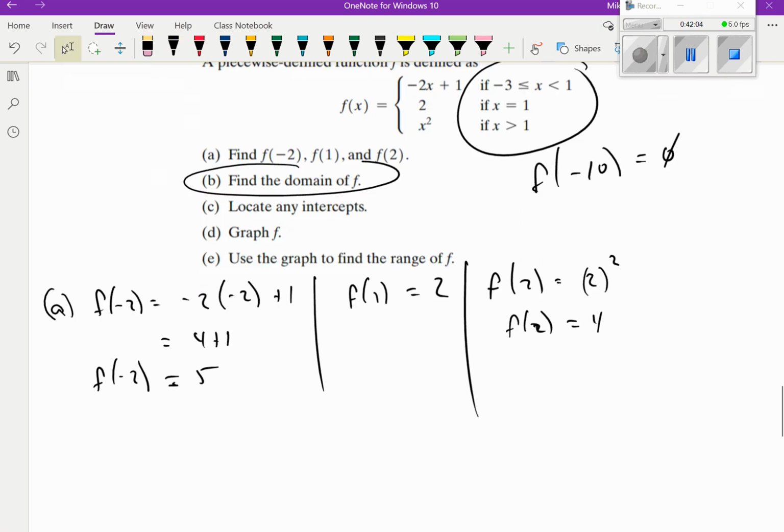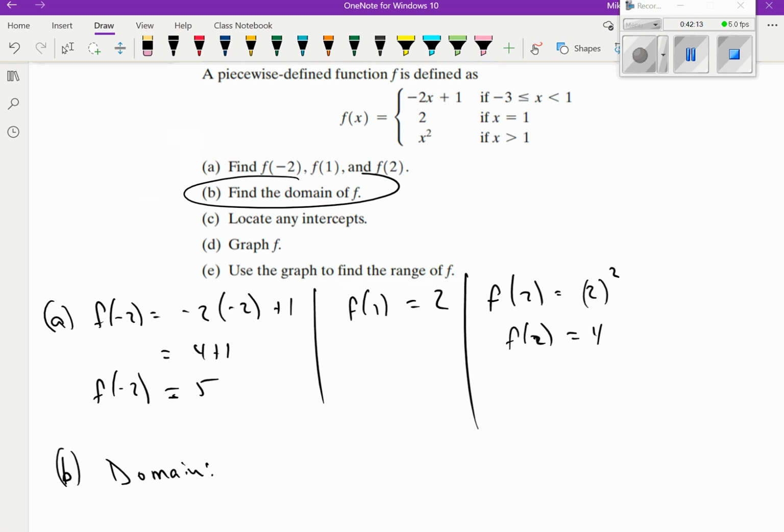Let's identify the domain. So if I take a look at the domain of my function, I only go as far left as negative 3. Then I go up to less than 1. So I don't use 1 there, but this middle piece, I do use 1. Then over here, I'm bigger than 1. So I'm going from negative 3 out to infinity. And because this has an or equal sign underneath it, I'm going to use the bracket there. So there's my domain.